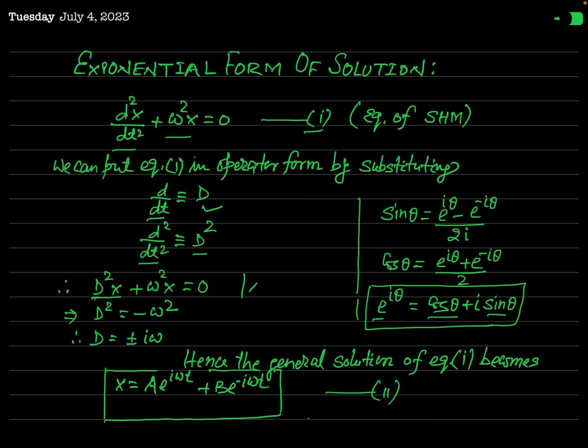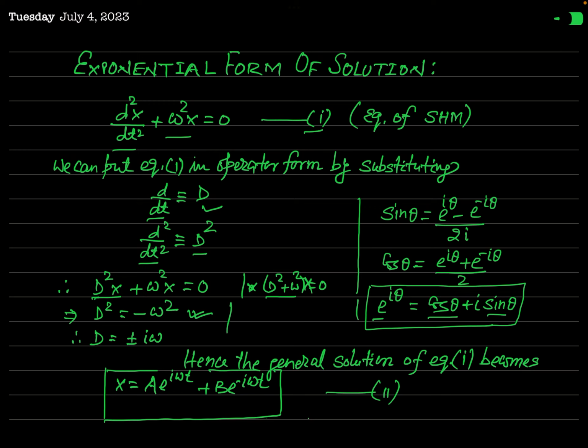As you can see, we will take x as a common factor, so this will be (D² + ω²)x = 0. Since x is not 0, this operator is operated on x, so D² + ω² will be 0, and so you can say D² is equal to minus ω².